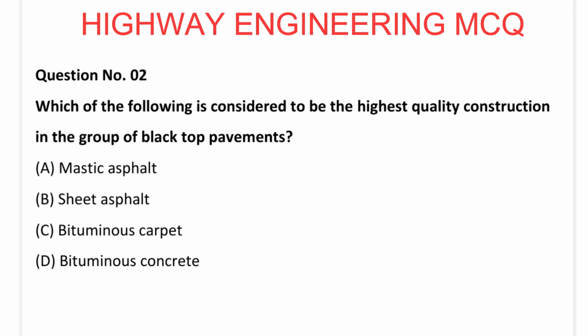So next question, which of the following is considered to be the highest quality construction in the group of black top pavements? Options: A, mastic asphalt; option B, sheet asphalt; option C, bituminous carpet; and option D, bituminous concrete. So the answer is bituminous concrete.